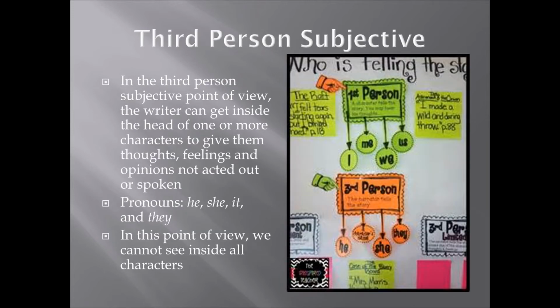We have several different kinds of third person. Let's look first at third person subjective. In the third person subjective point of view, the writer can get inside the head of one or more characters to give them thoughts, feelings, and opinions that are not acted out or spoken. Sometimes it might just be one character. Sometimes they'll shift point of view to another character. But in subjective, it's not all characters. The writer picks one or more characters, but it's not going to be everyone.